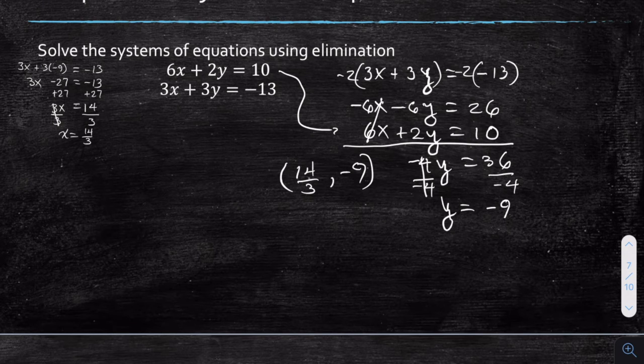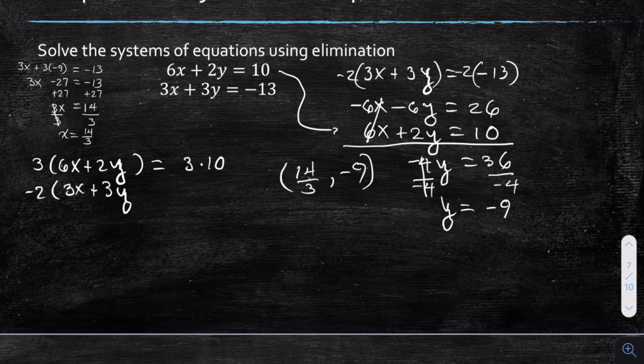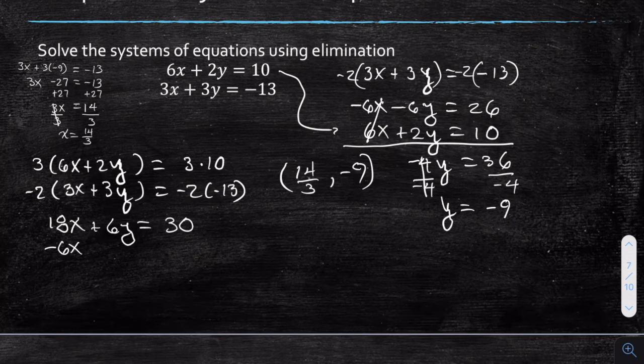So we're going to do this. We're going to do 3 times 6x plus 2y, and if I do that, I have to do 3 times 10. And I'm going to multiply the other one by negative 2, and that way I get negatives canceling things out. And I get negative 2 times 3x plus 3y is equal to negative 2 times negative 13. So that's going to use some distributing. 3 times 6x is 18x, plus 3 times 2y is 6y, and that's equal to 3 times 10 is 30. And down below, negative 2 times 3x is negative 6x. Negative 2 times 3y is negative 6y.